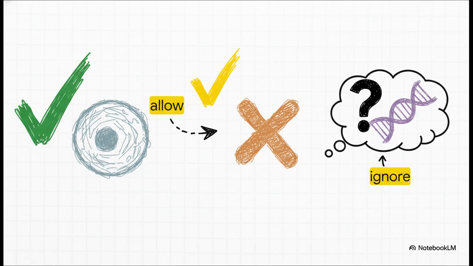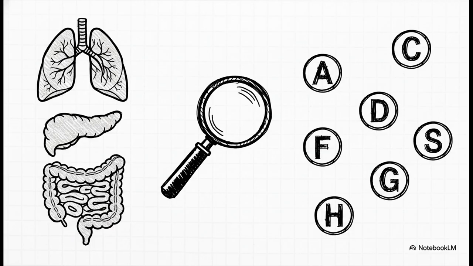But then it says ignore "in the DNA." Now this is a massive clue. "In the DNA" isn't technically wrong, but it's not specific enough. So here's our first big rule for thinking like an examiner. Precision is absolutely everything.